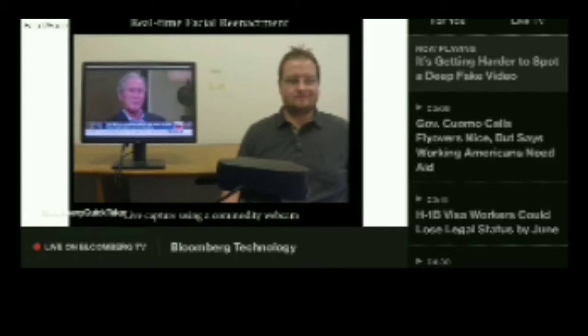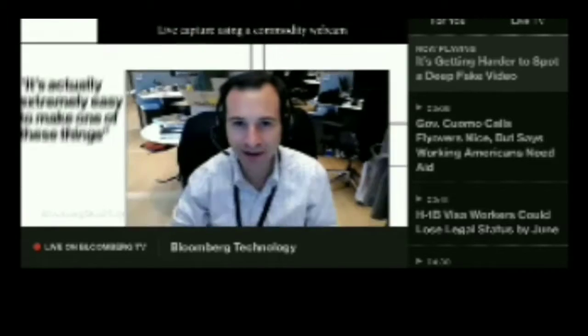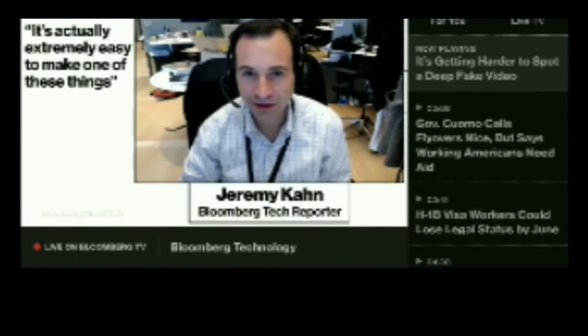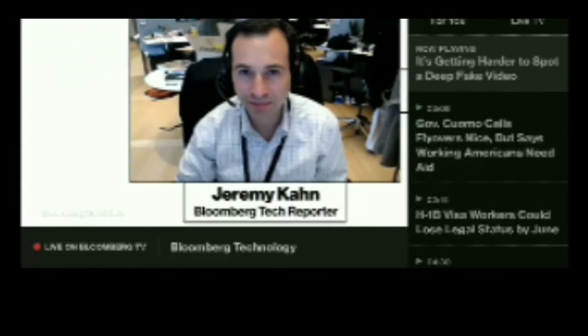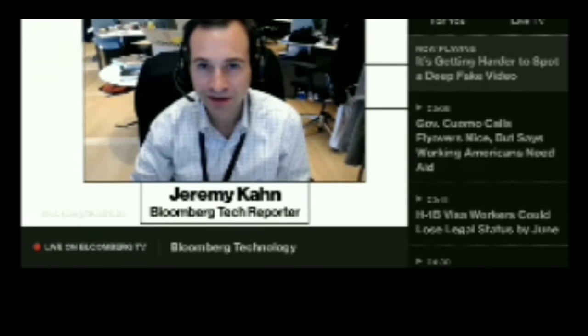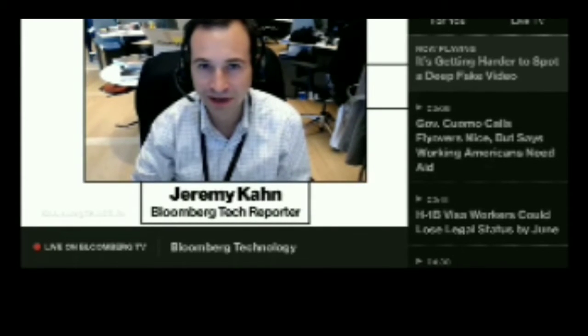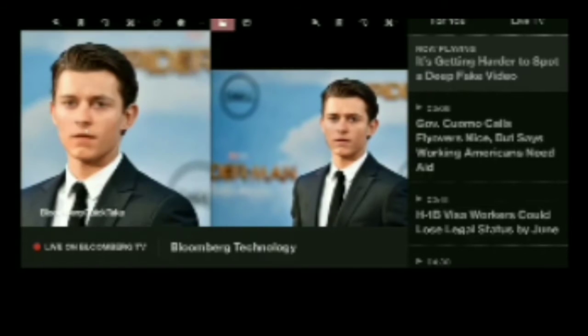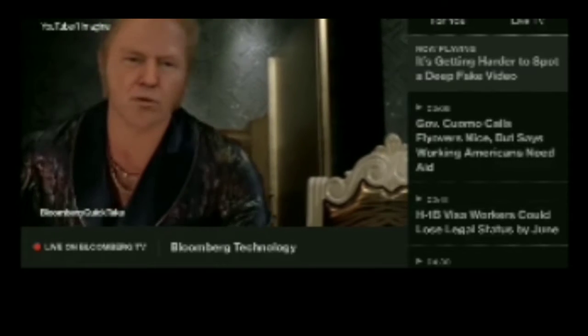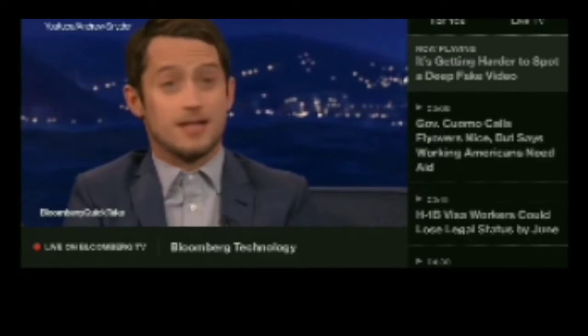It's actually extremely easy to make one of these things. There were just some breakthroughs from academic researchers who work with this particular kind of machine learning in the past few weeks, which would drastically reduce the amount of video you need actually to create one of these. Programs like FakeApp, the most popular and widely available for making deep fakes, need dozens of hours of human assistance to create a video that looks like this rather than this.